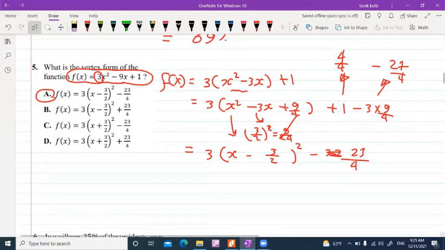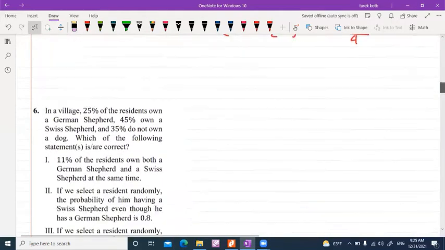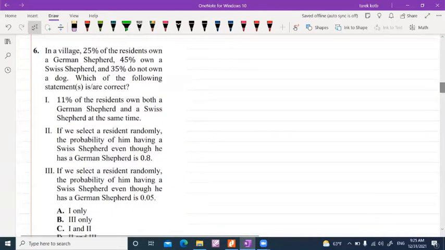Number 6. In a village, 25% of the residents own German Shepherd dogs, 45% own a Swiss Shepherd, 35% do not own a dog. If you look at this number, 25 plus 45, this is 70, and 35 equals 105. This is not a perfect ratio. So I think there is something common between here and here.